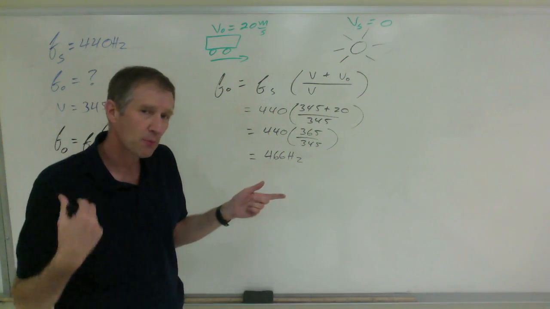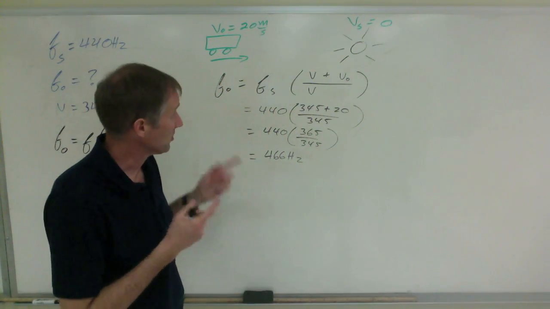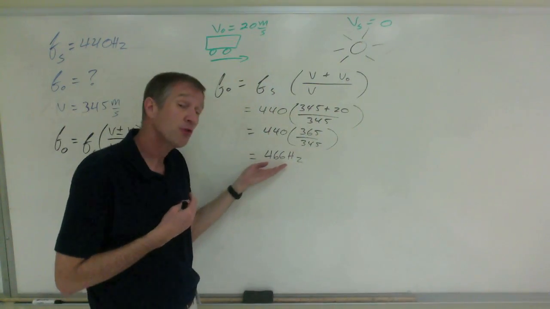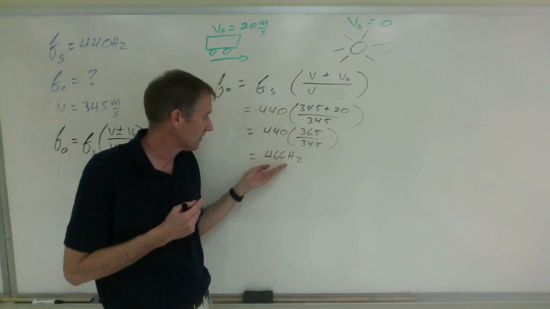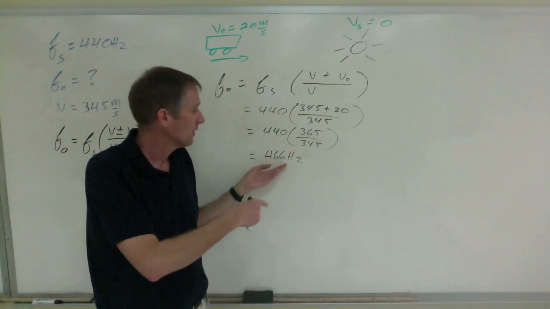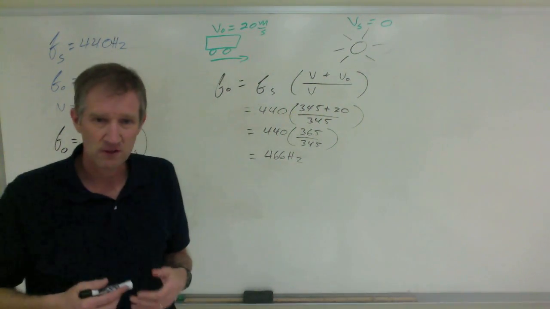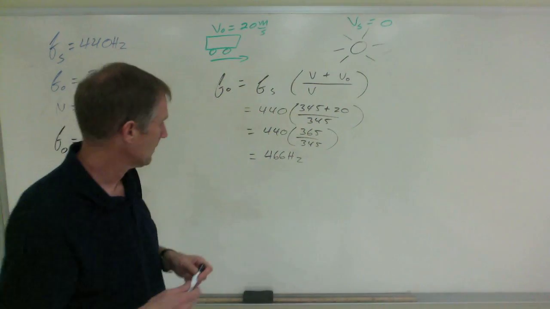If you compare this to the previous example, example 1, where the source was moving at 20 and the observer wasn't, we got almost the same answer, but not quite. We got 467 in question 1 when they were getting closer together. In this case, we got 466. Very similar, but not exactly the same.